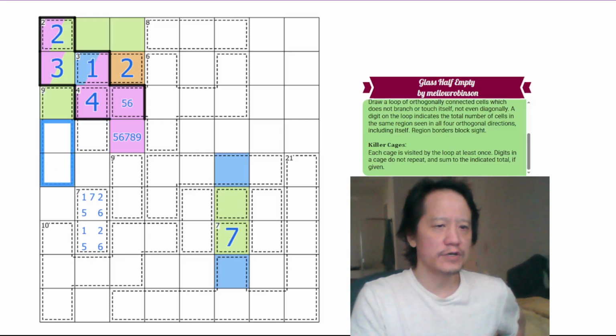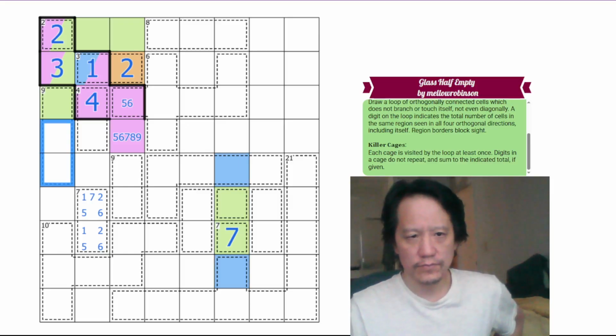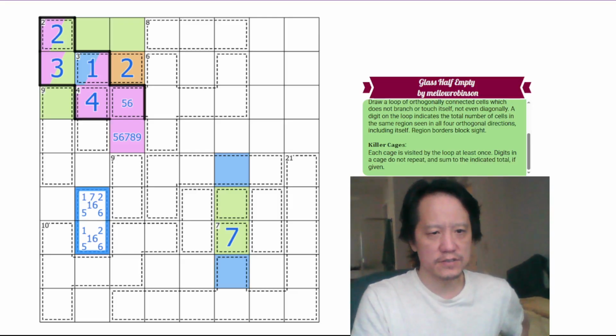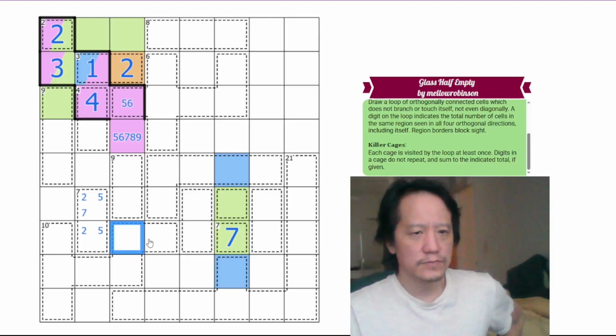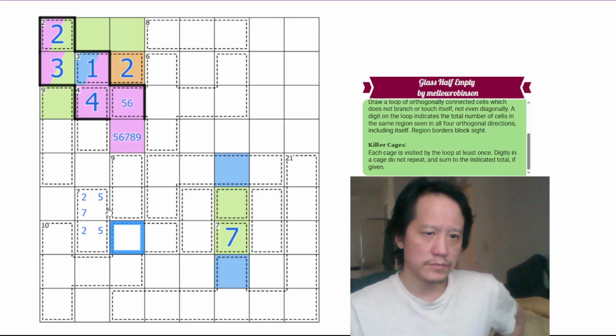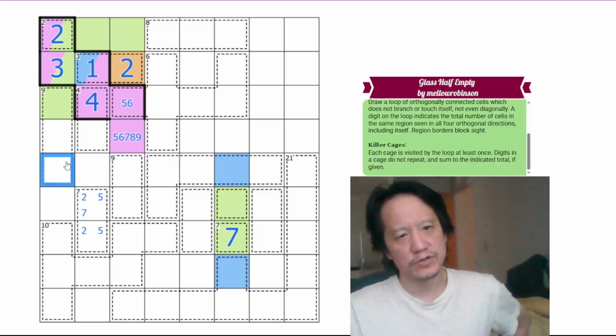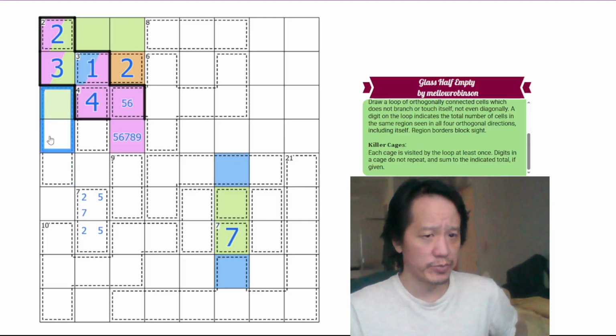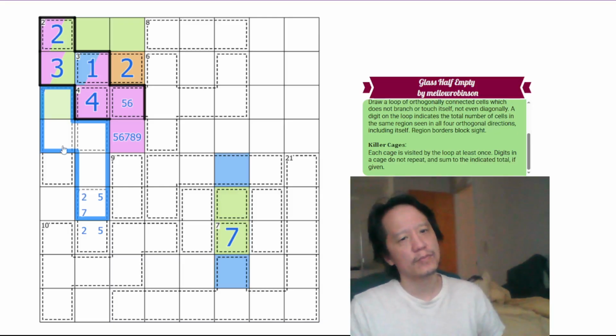So it's either 1, 8. Okay, this can't be 1, 6. So this is either 2, 5, or it's 7 here. We could do something like this, possibly. So we don't know if this is part of the region. One of these two is. This one could be. It could be something like that.